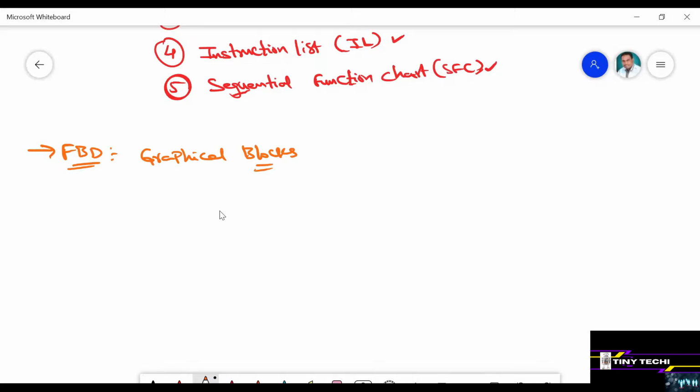It is described as a graphical language for getting the inputs and outputs through the blocks. A block is nothing but this. It consists of a block where we connect the inputs on the left side of the block and the outputs on the right side of the block. So this function block diagram is for the implementation of PLC programs in terms of graphical blocks.